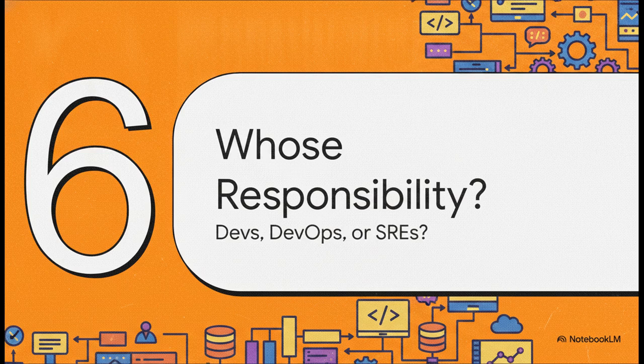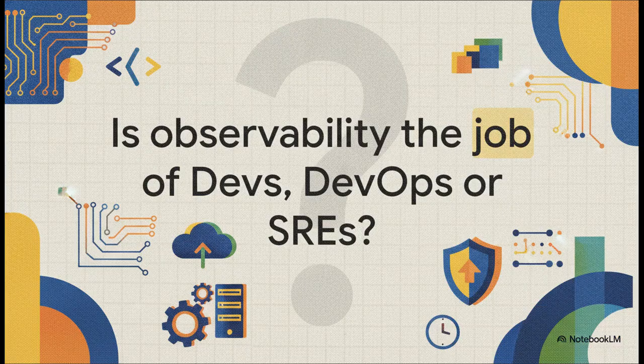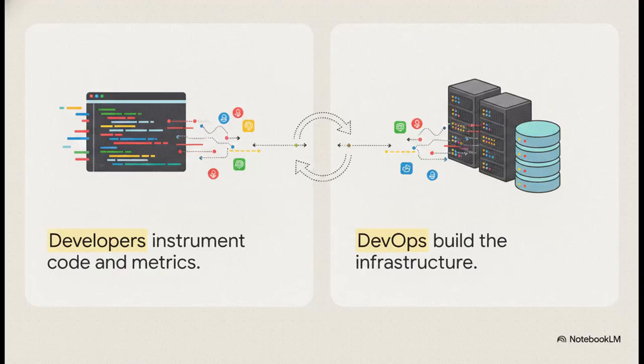Section 6. Who is responsible? Devs, DevOps, or SREs? We've seen how powerful this is, but let's settle a massive, ongoing debate in the industry. Who actually has to do the heavy lifting to build this system? Seriously, who owns observability? Is it strictly the developers who are writing the code? Is it the DevOps engineers spinning up the servers? Or is it the site reliability engineers guarding the uptime with their lives? Now, what's really interesting about this slide is that the truth is it's totally a two-way street.